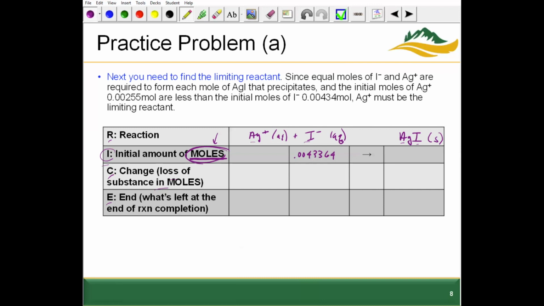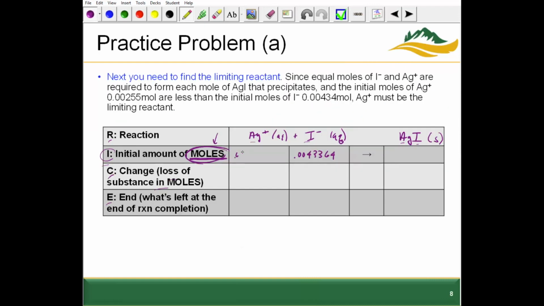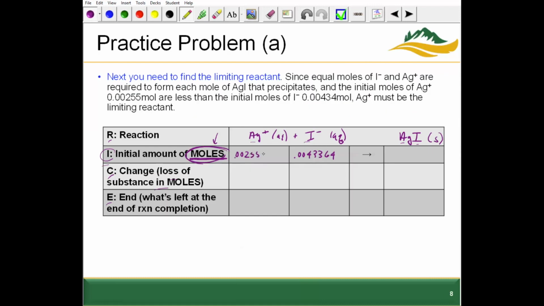Then for the silver, we just calculated that. So that is 0.0025500. So now we can put that in. Then for the initial amount of our product, do you remember what we put in here? For the initial amount of a product, there is no product yet because we're just starting out.